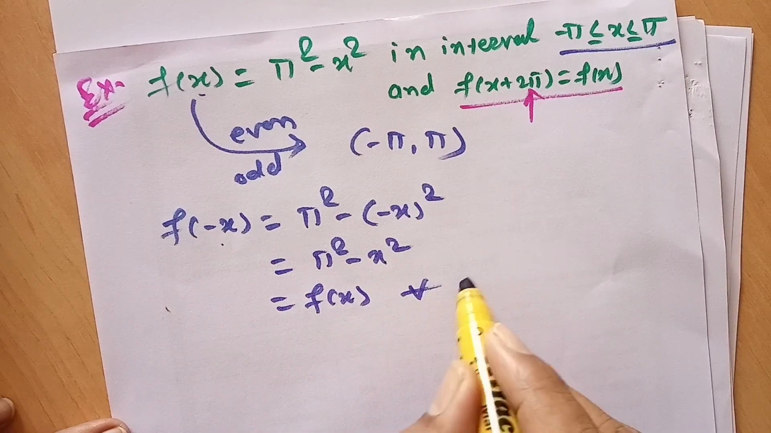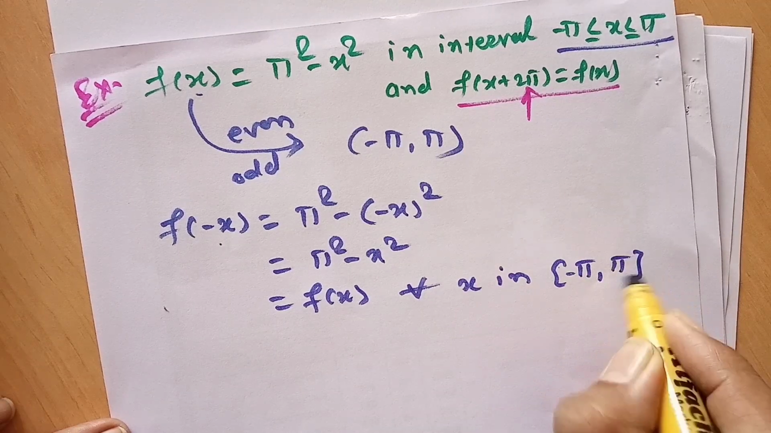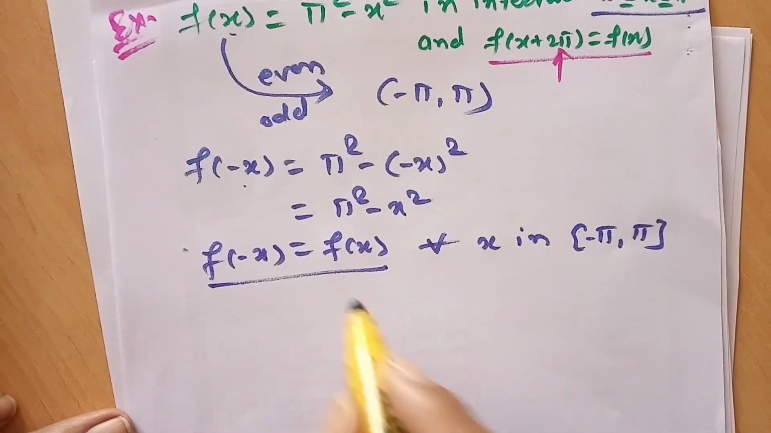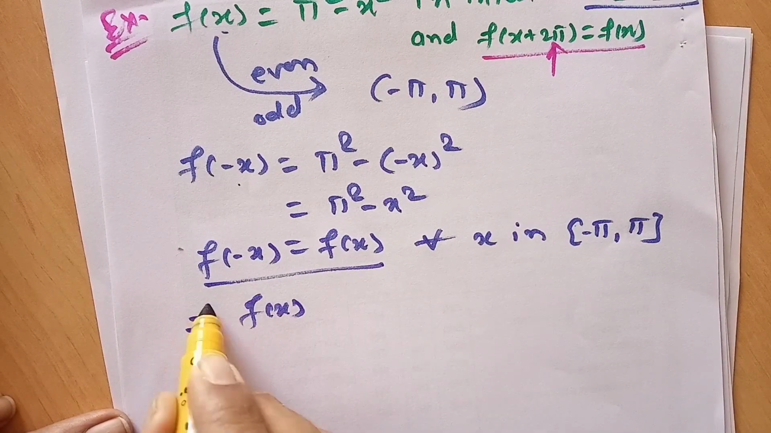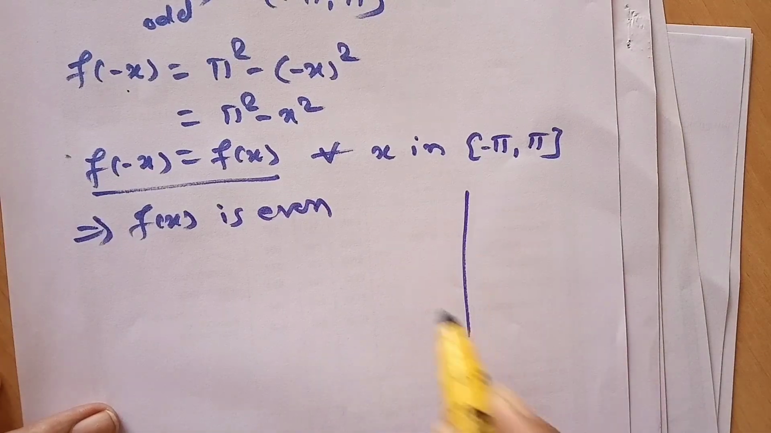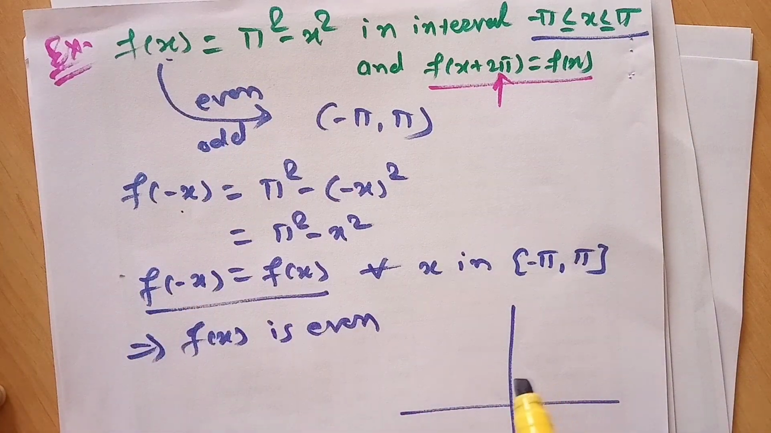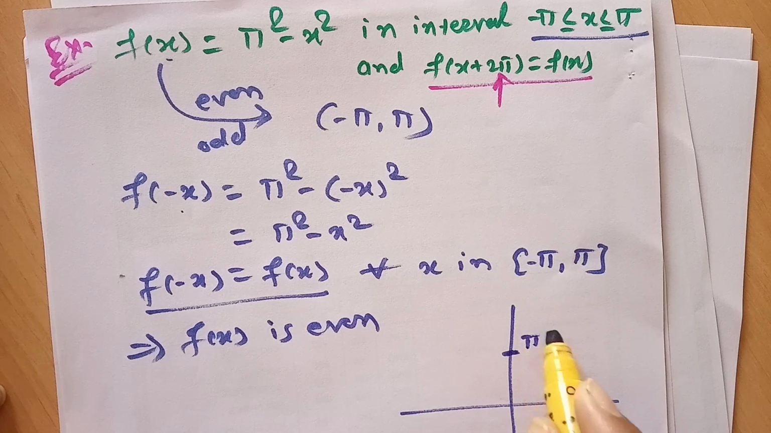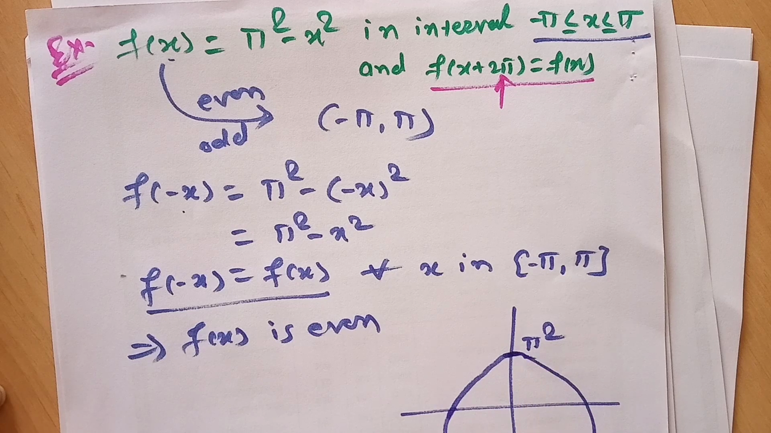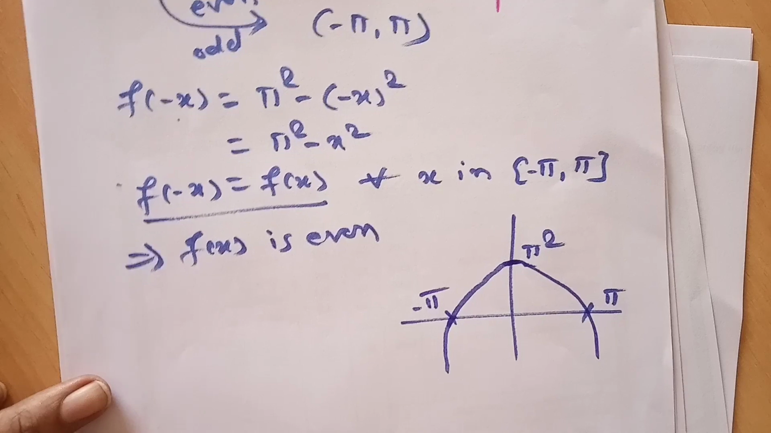This holds for all x in the interval minus pi to pi. That means f of minus x is equal to f of x. Therefore f of x is even. If I plot the graph of this function, pi square minus x square, then at x equal to 0 we get pi square, and this is a parabola. Here is pi, here is minus pi. We get the graph in this way.